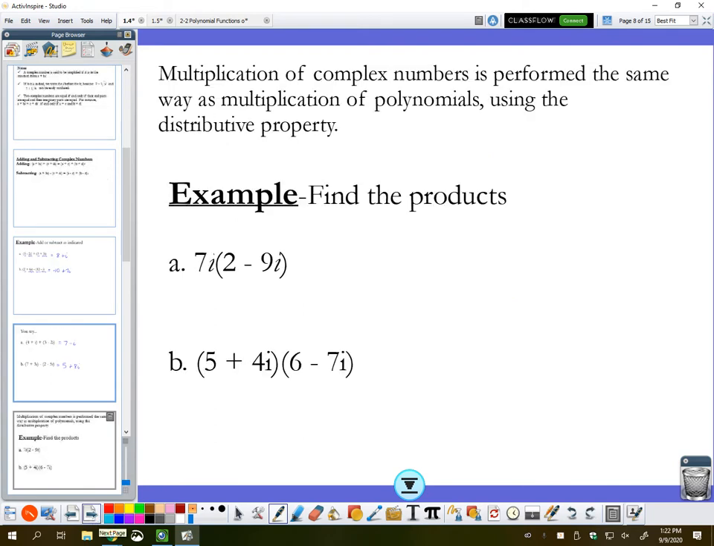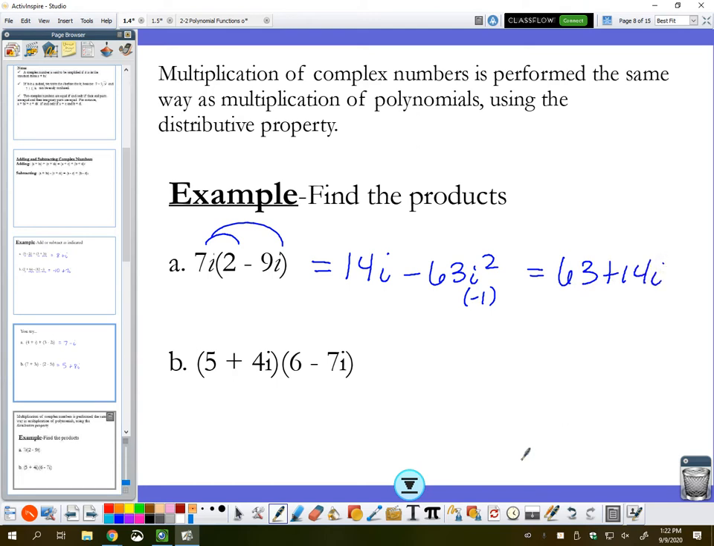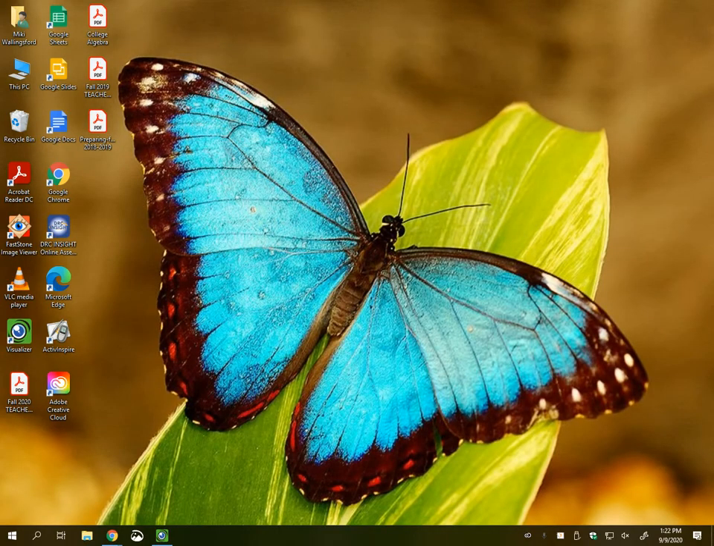All right, multiplying. You're just going to distribute like you normally would, and remember you get an i squared, so replace it with a -1. So we're going to get 14i and then -63i squared. But i squared is really just a -1, so this is a positive 63 plus 14i. For the next one, you have 30 minus 35i plus 24i.